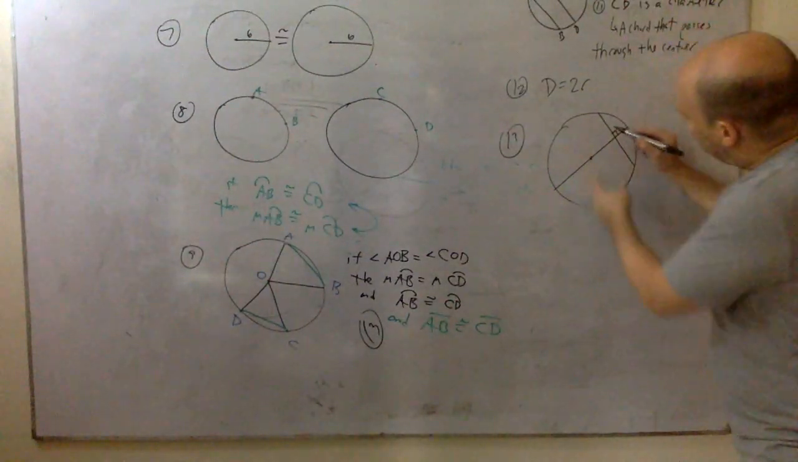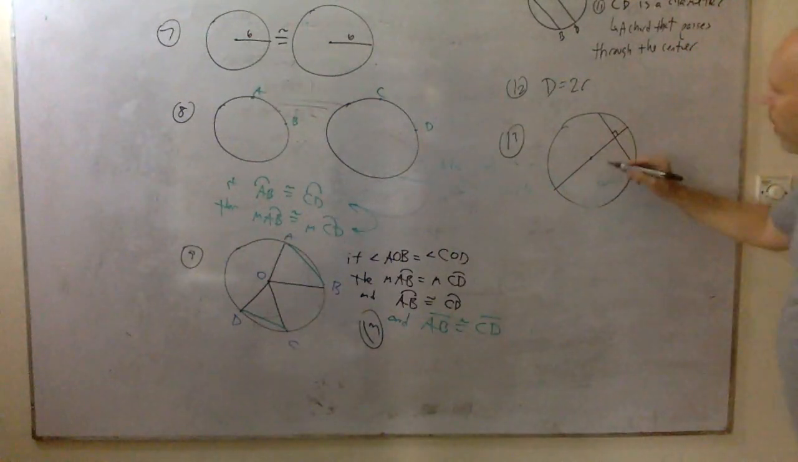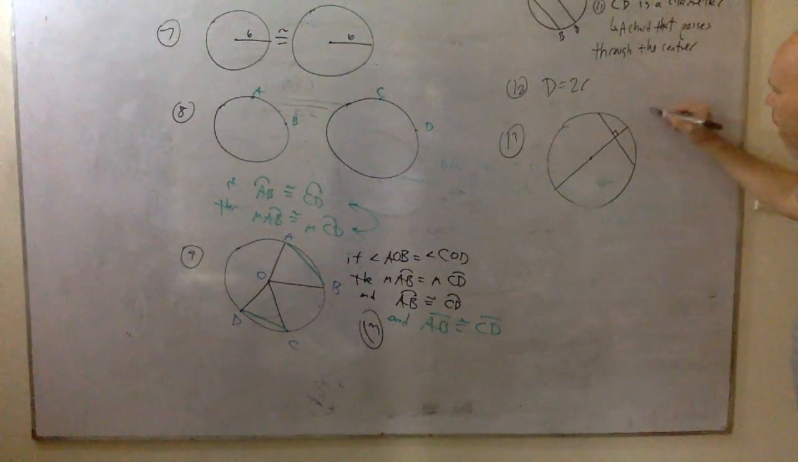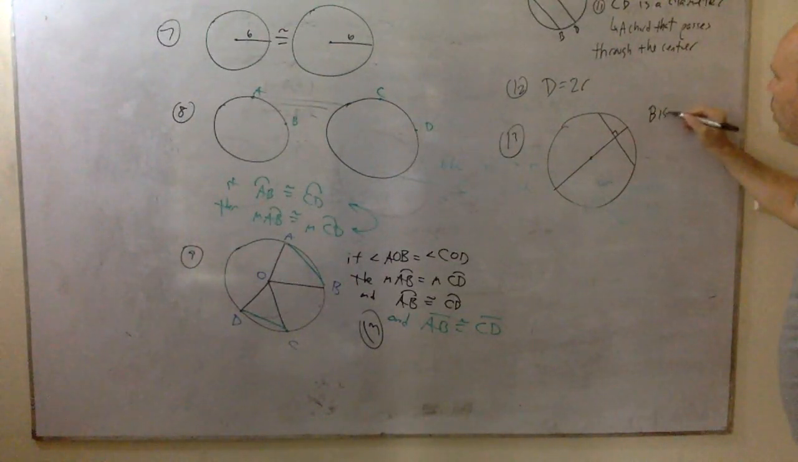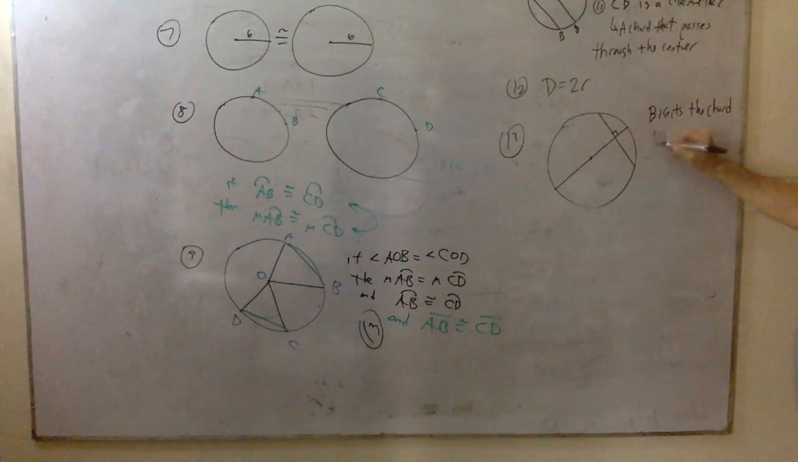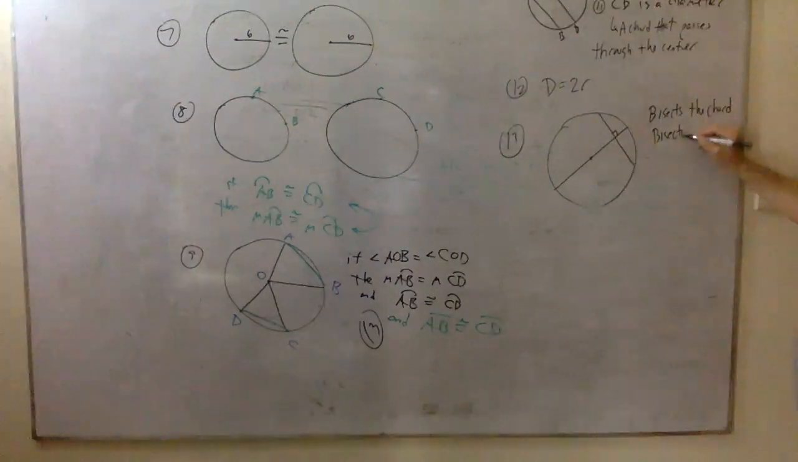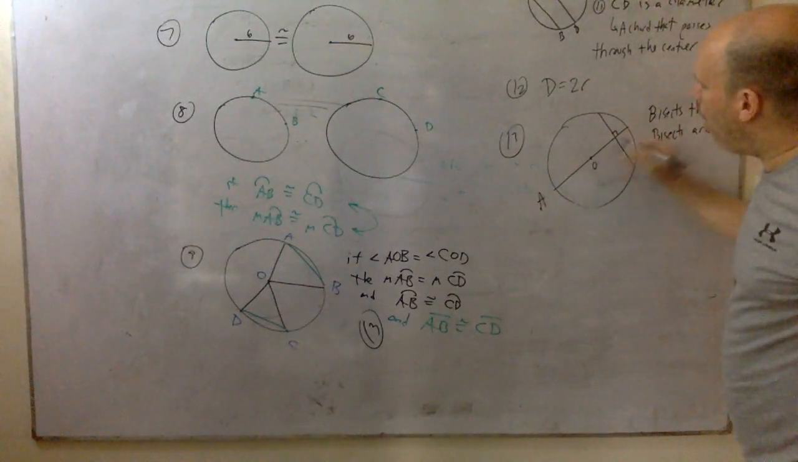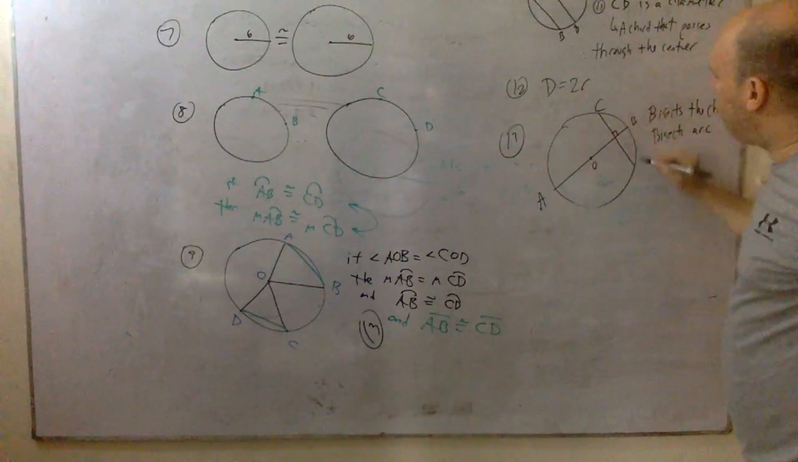Well, I mean, let's see. So, what do you think it does to the chord? Well, we can see it on the sheet. It bisects the chord, and it bisects the arc. What do I mean by that? Well, let's get some letters: A, O, B, C, and D.